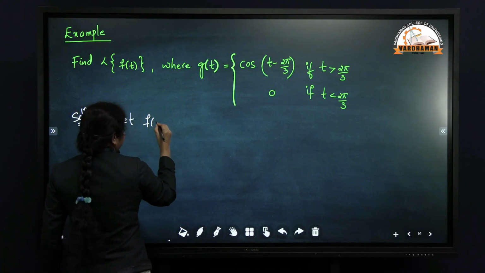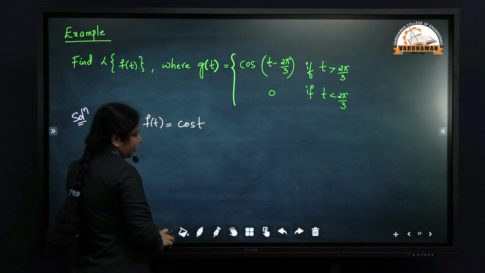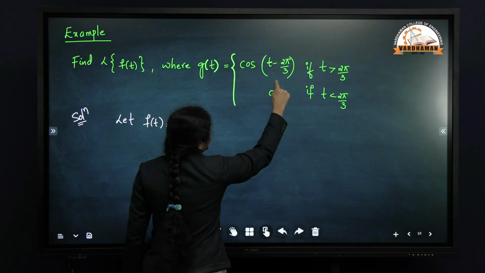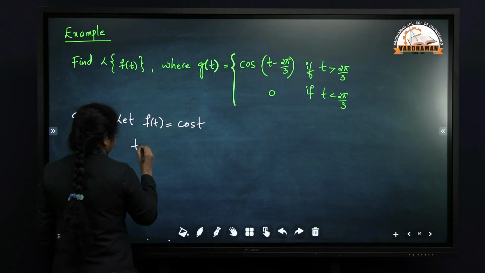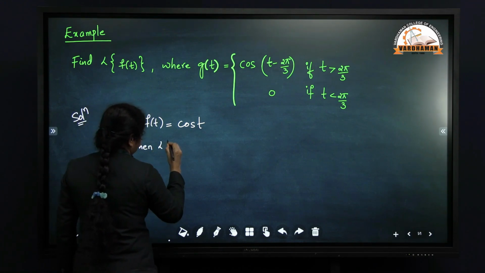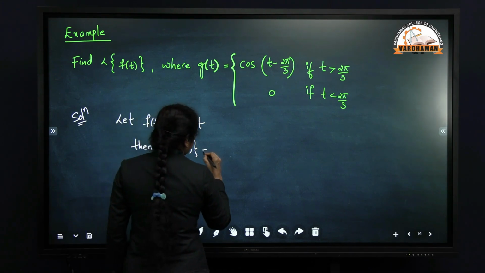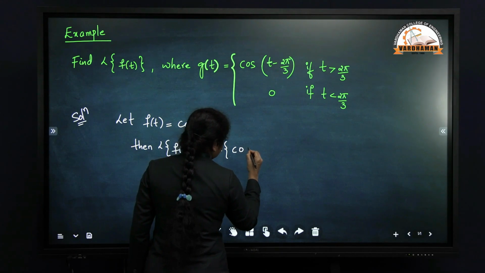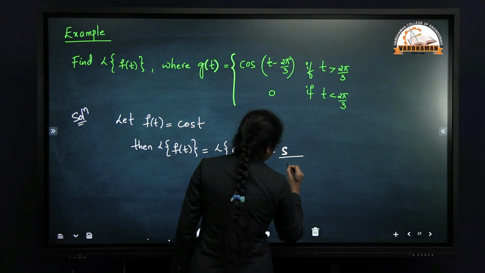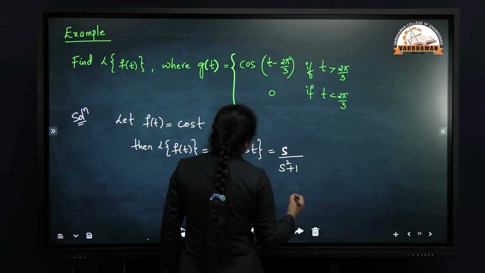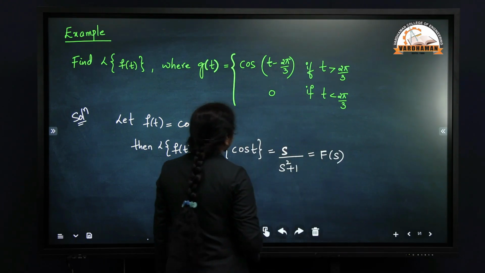Let f of t equal to cos t, where f of t minus a is nothing but cos t minus 2 pi by 3. So then Laplace transform of f of t equal to Laplace transform of cos t, and the formula is s by s square plus 1, and this result is equal to f of s.